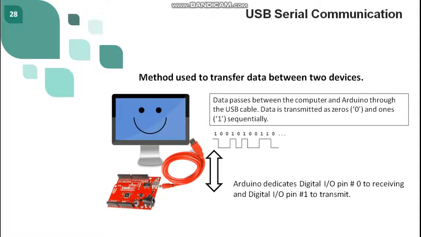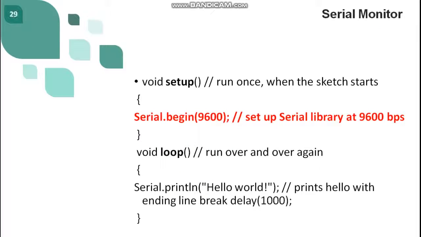We have already seen serial communication, which is nothing but establishing communication between the computer and the Arduino. Let's see some example code. In void setup we define Serial.begin 9600, and what we are sending from Arduino to the computer is hello world.